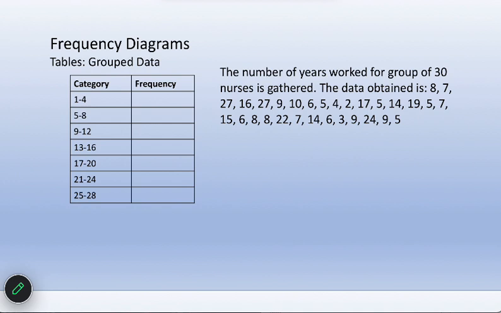Okay, so I'm going to do exactly what I did before. I'm going to make a tally, but so 1 through 4 would be anyone that has worked 1 year, 2 year, 3 year, 4 year, in that category. Okay. So let me do the same thing again. So we've got 8, 7, 27, and so on. So let me just kind of organize myself here, just making a little tally for everyone.